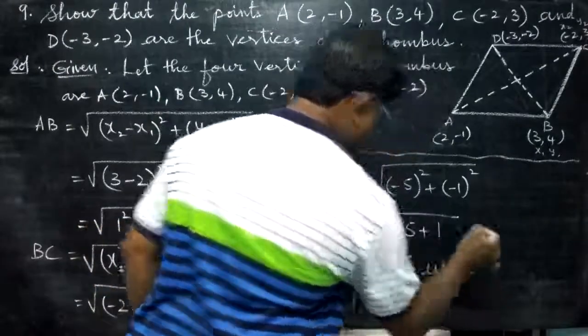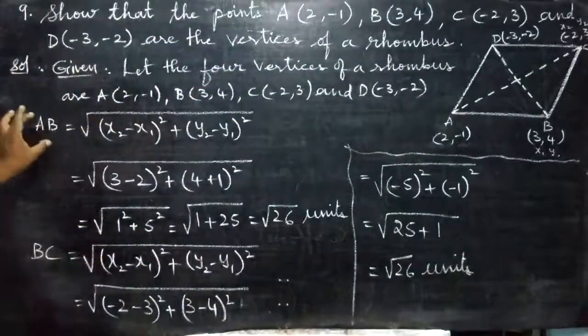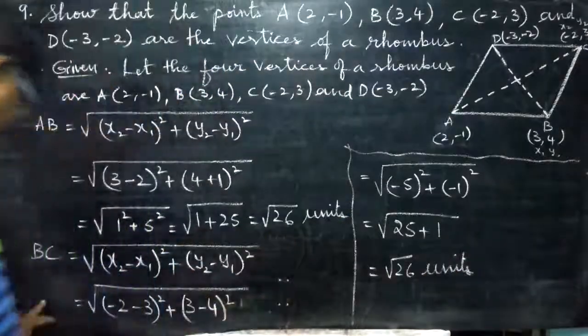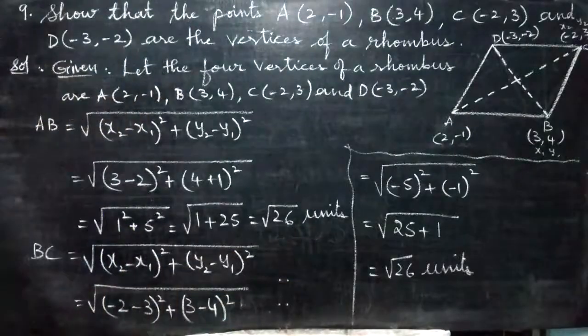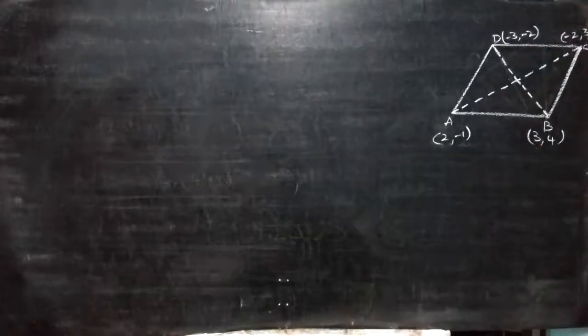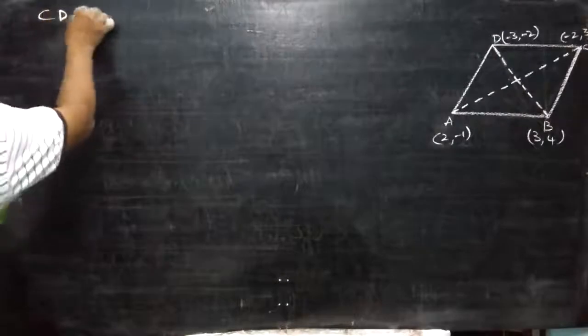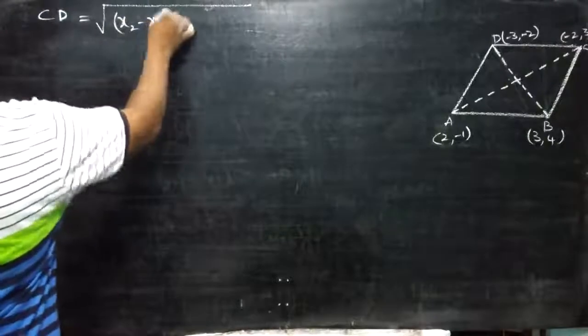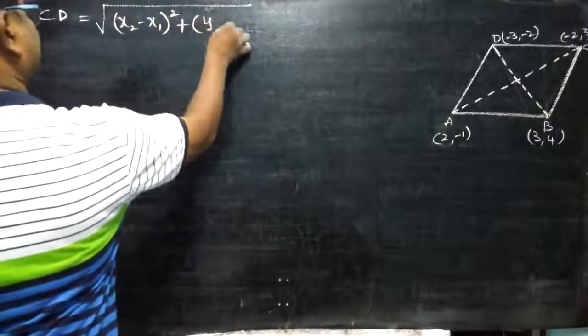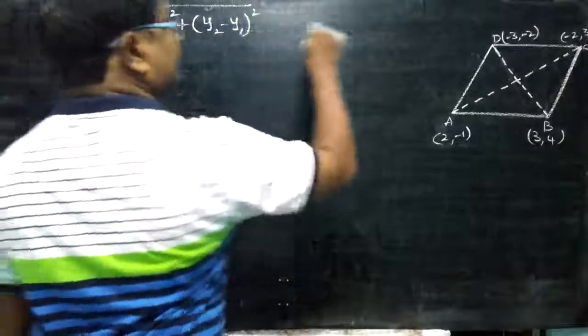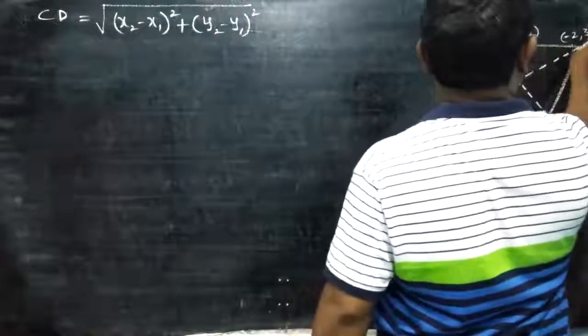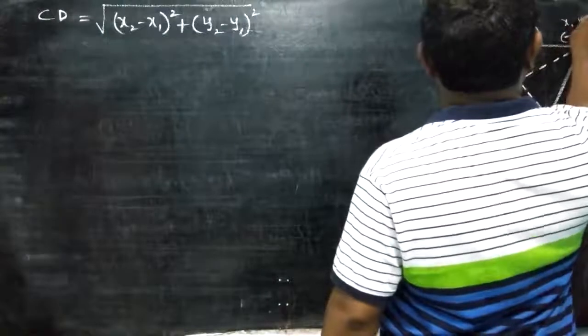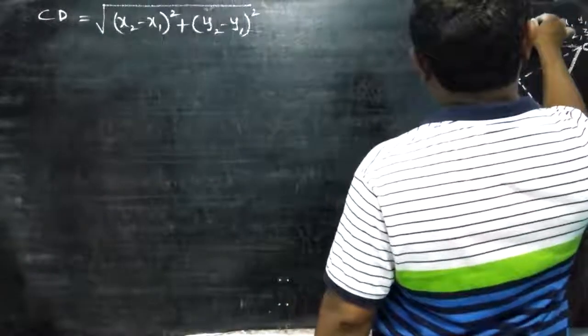Now we got BC also same. AB root 26, BC root 26. Still two more are there. What are those two more? CD and AD. We'll find out. Now find out CD. What is the formula? Same. Square root of (x2 minus x1) whole square plus (y2 minus y1) whole square. This time C think as x1 y1 and D as x2 y2.